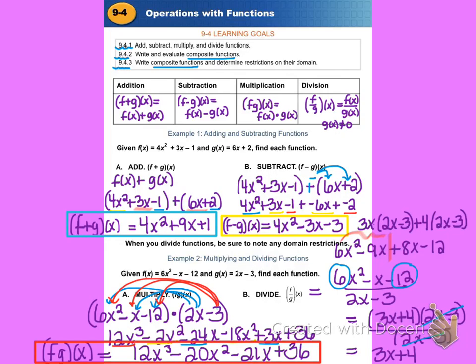So that quotient between f and g is 3x plus 4, and I just have to make sure I'm very clear that x cannot be equal to whatever would make the denominator equal to 0. And I know that means x cannot be, if I set 2x minus 3 equal to 0, that would come out to be 3/2. So my quotient is 3x plus 4, and x cannot equal 3/2.